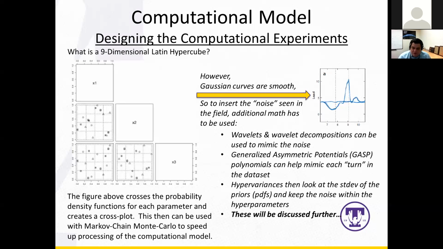So we need to insert the noise that we would see in the field, which is basically a model of non-ideality. We're going to do that through various different math means. We're going to do wavelet decompositions, which is basically noise signal processing. We're going to use GASPs to make sure that we get the terms right and stay in the distribution. And then the hypervariances and the hyperparameters are going to make sure we stay within that domain.